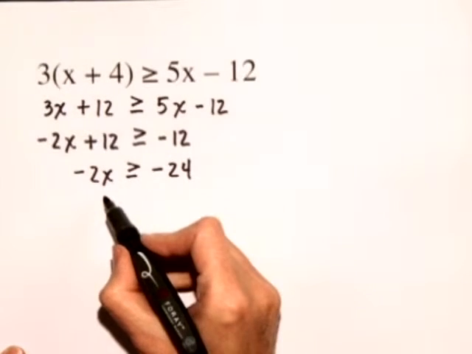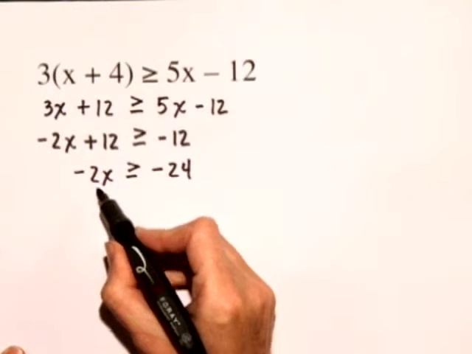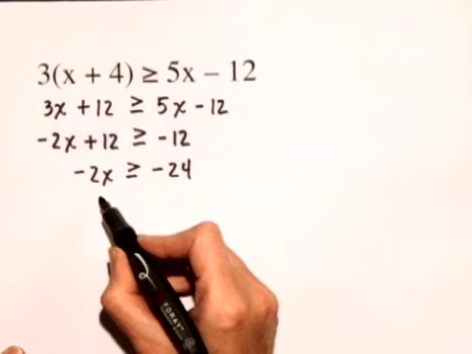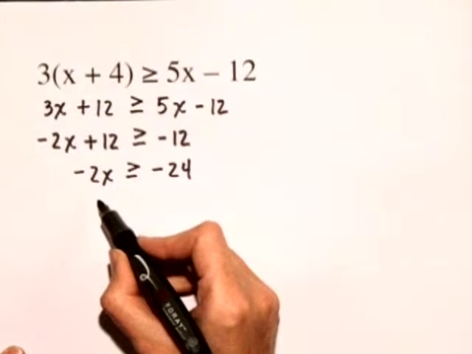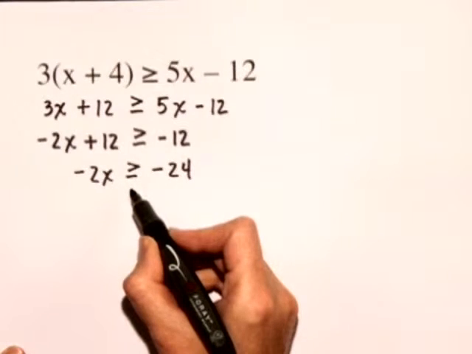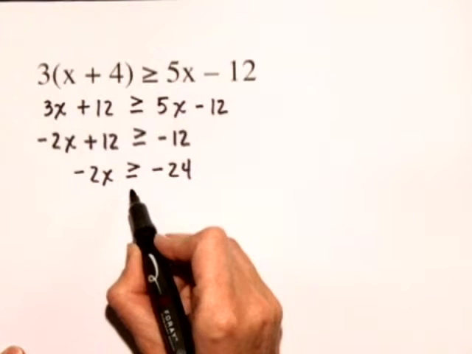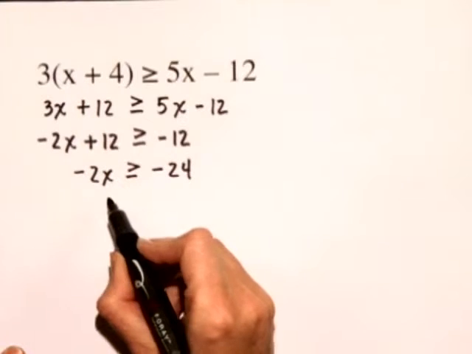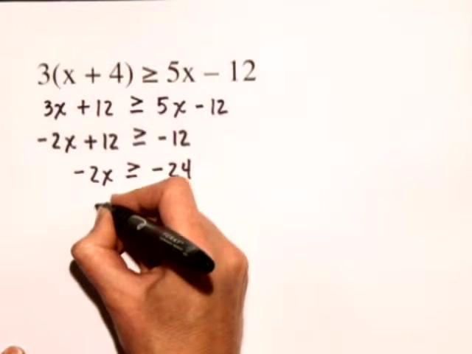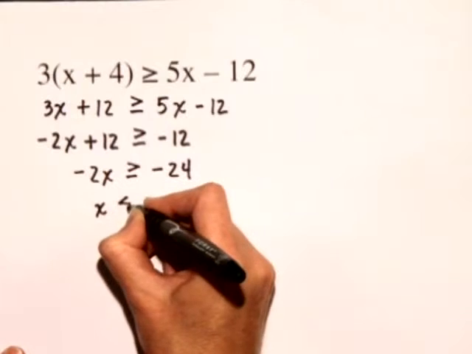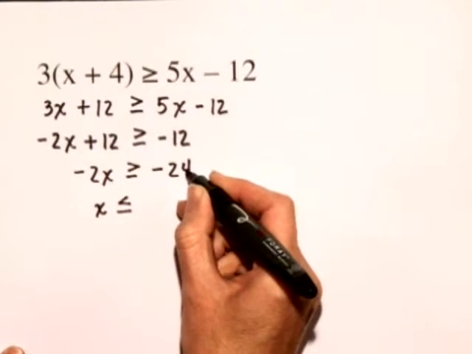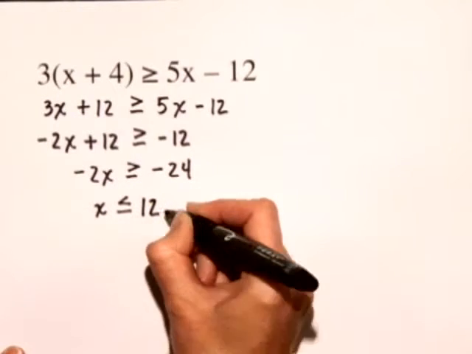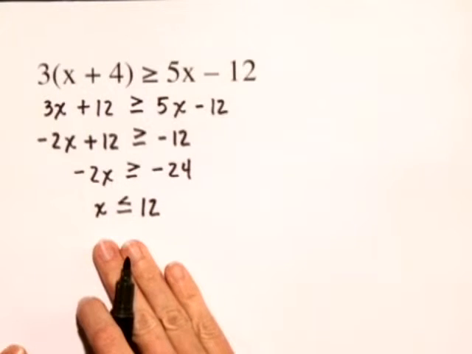In order to finish solving this inequality, we just need to divide both sides of the inequality by negative 2. Now remember, anytime you multiply or divide an inequality by a negative number, you simply reverse the direction of the inequality. So since we're dividing by a negative number, we're going to reverse the direction. And we'll have x is less than or equal to, let's see, negative 24 divided by negative 2 is positive 12. Now, that's our solution.